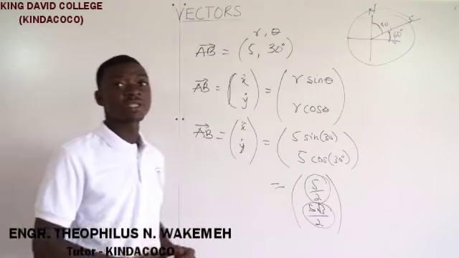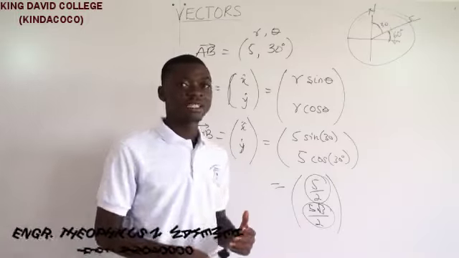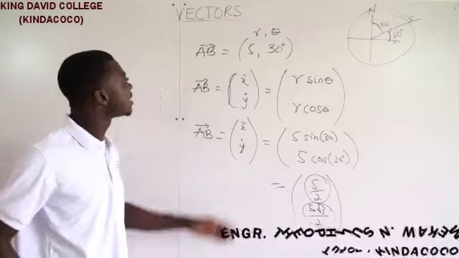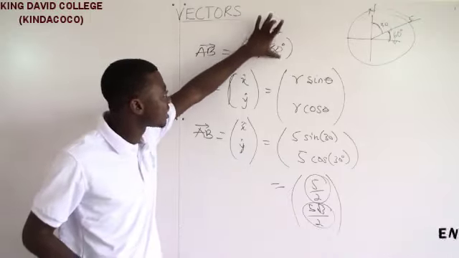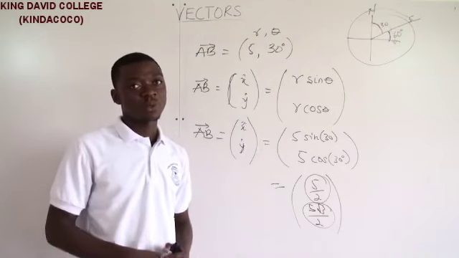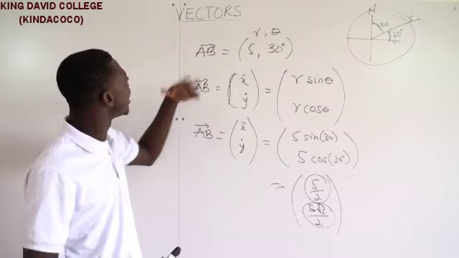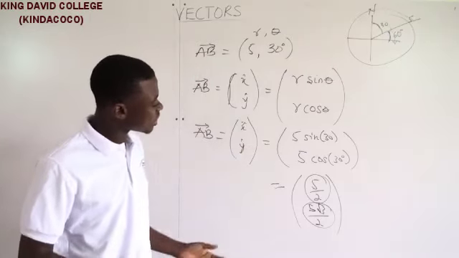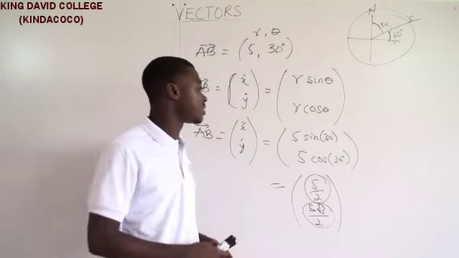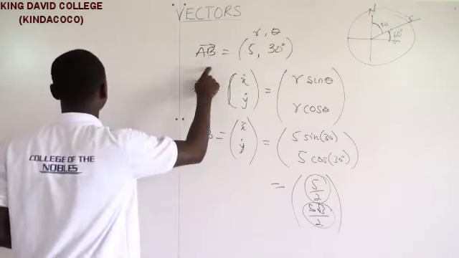So please, whenever the vector is not given to you in terms of x and y components, you can actually change it from magnitude and direction to x and y components using this formula. Likewise, you can do the reverse: you can change the x and y components into magnitude and direction.